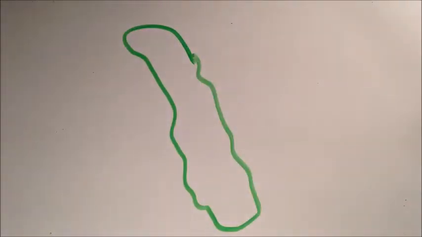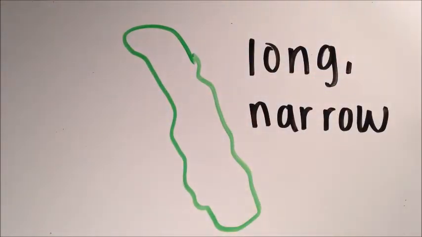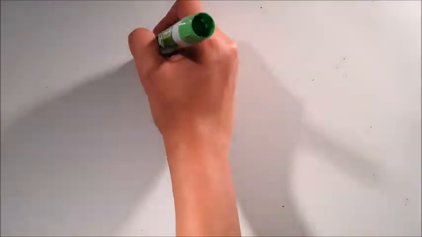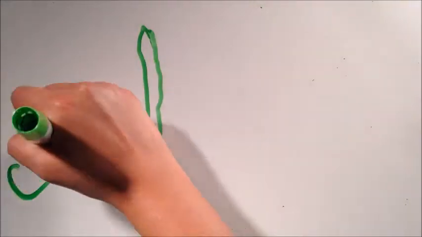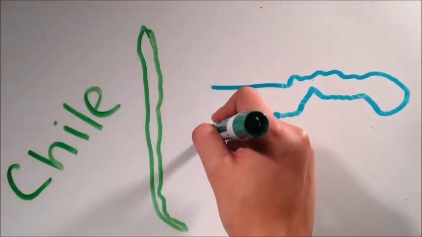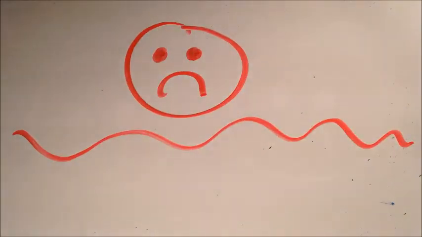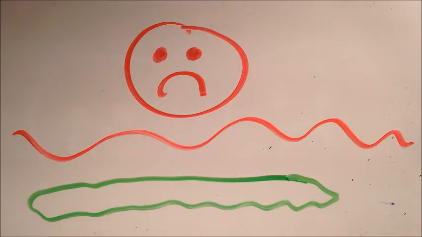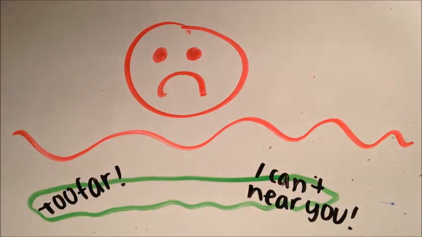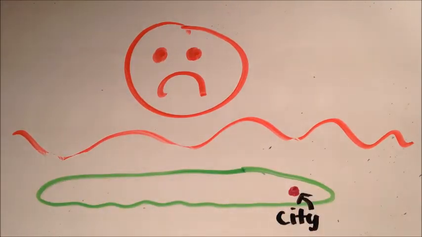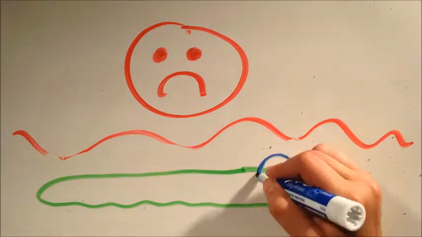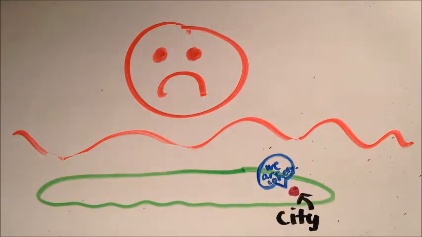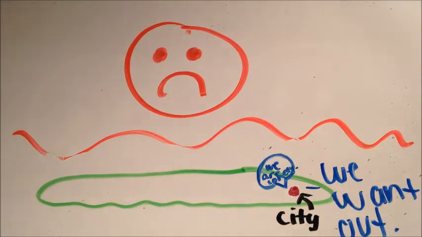Let's move on to elongated states. Elongated states are states that have a long and narrow shape. Some examples of elongated states are Chile and Gambia. A disadvantage that elongated states have is communication and transportation problems because of cities being far away from each other. Also, cities can feel isolated if they are located on the ends of countries, which can lead to separatist movements.